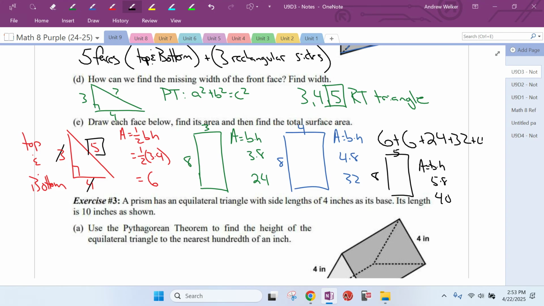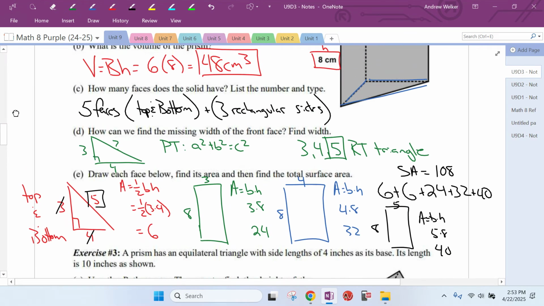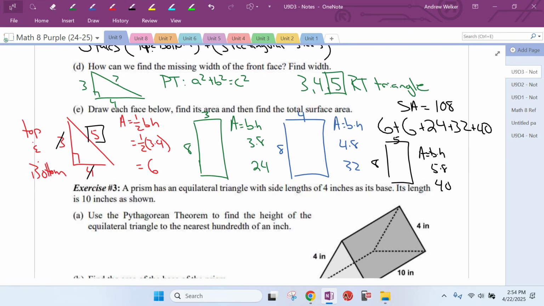So I add all of these together and I'll get my surface area. So the surface area is 6 plus 6 plus 24, that's 12, so 36. 36 plus 32 gives me 68, and 68 plus 40 is 108. And again, the units here, I believe, were centimeters. And because this is still an area, it's centimeters squared.